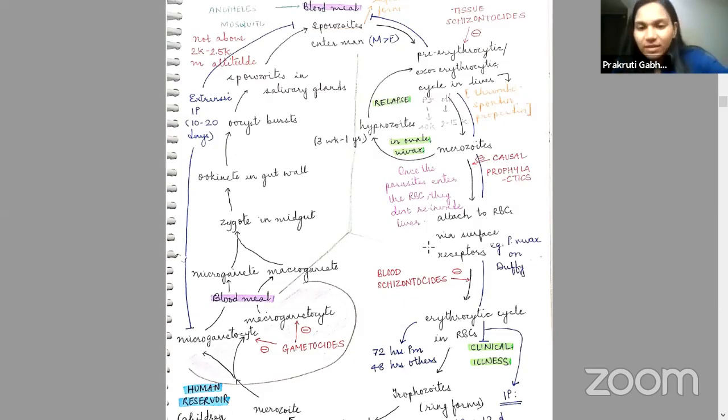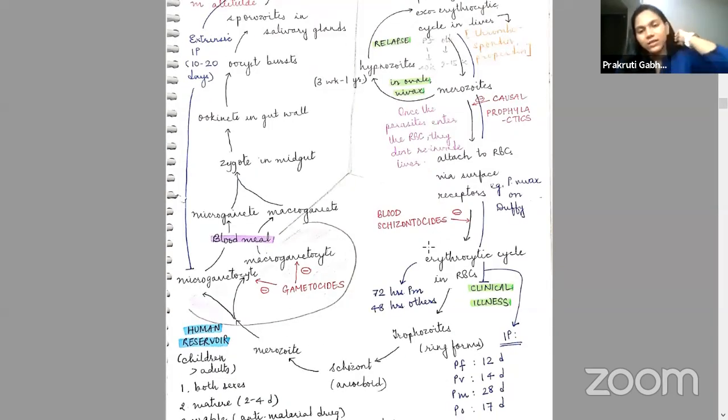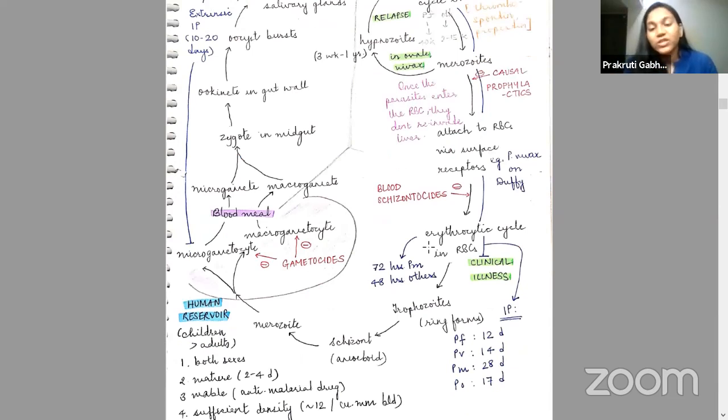Now, once inside the RBCs, they will undergo what is known as the erythrocytic cycle, which lasts for about 72 hours in Plasmodium malariae and about 48 hours in others. Now, this erythrocytic cycle in the RBCs is responsible for the clinical illness.